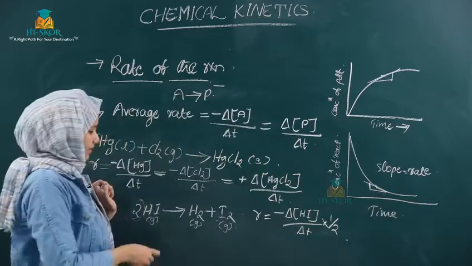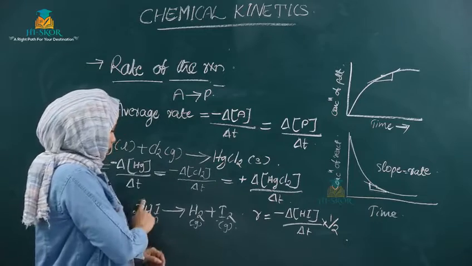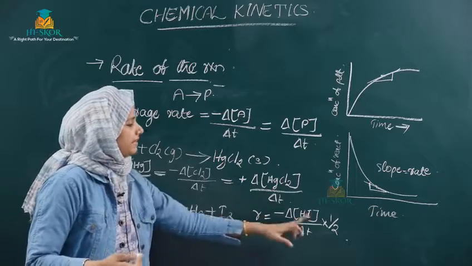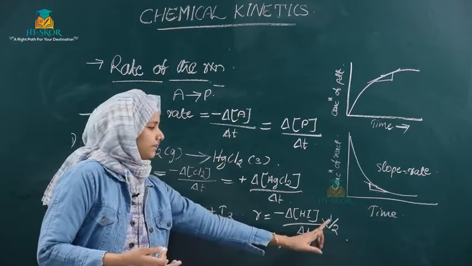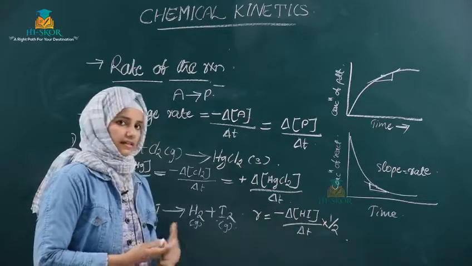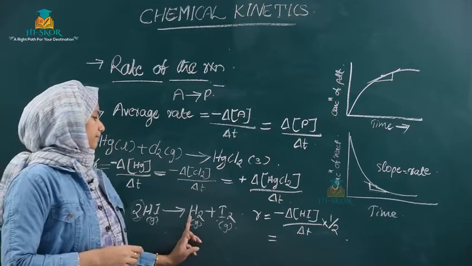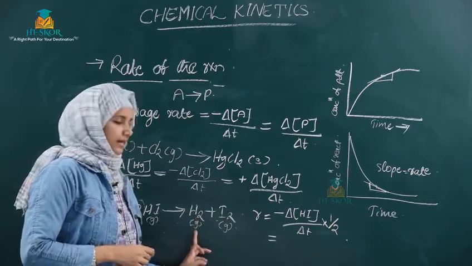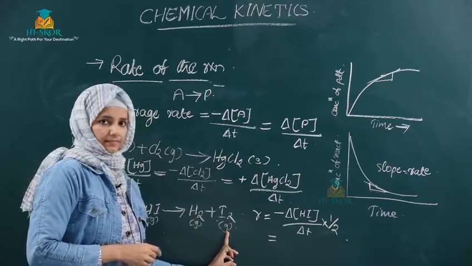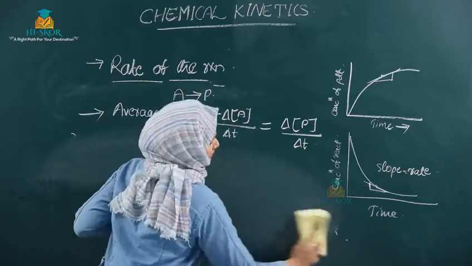Why am I using 1 by 2 here? Because 2 HI molecules are reacting here. So what is the stoichiometric number we are using here? You have to divide the rate by that number. So here minus 1 by 2 into delta HI divided by delta T, and that is equal to what in terms of product? Same, plus delta H2 divided by delta T, that is equal to delta I2 divided by delta T. Okay.